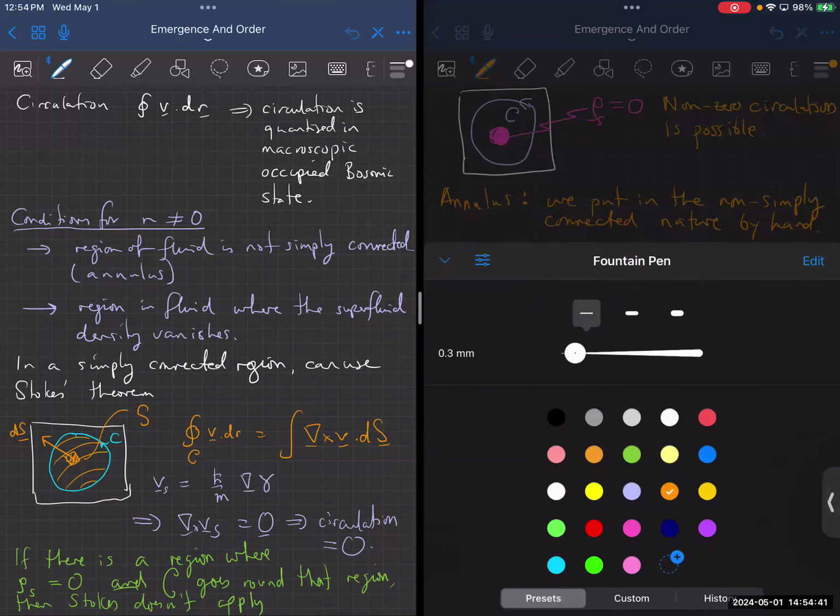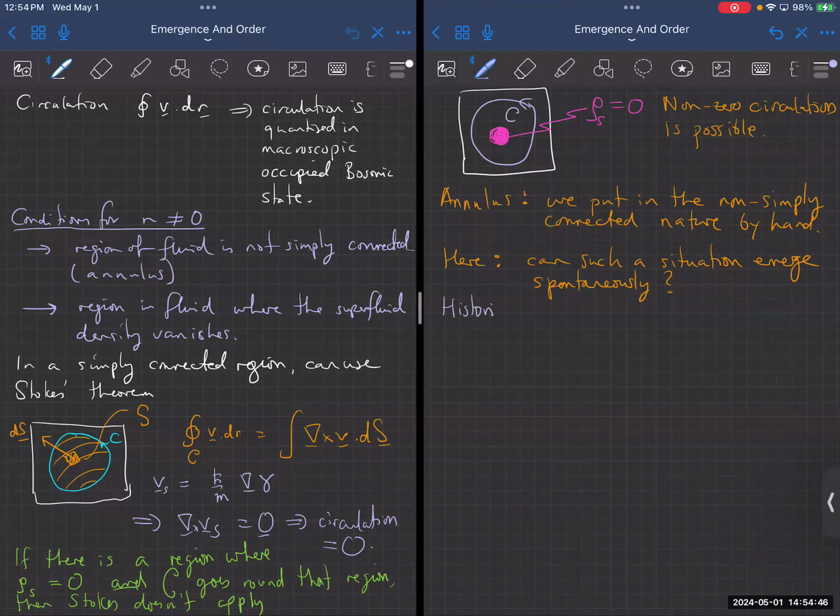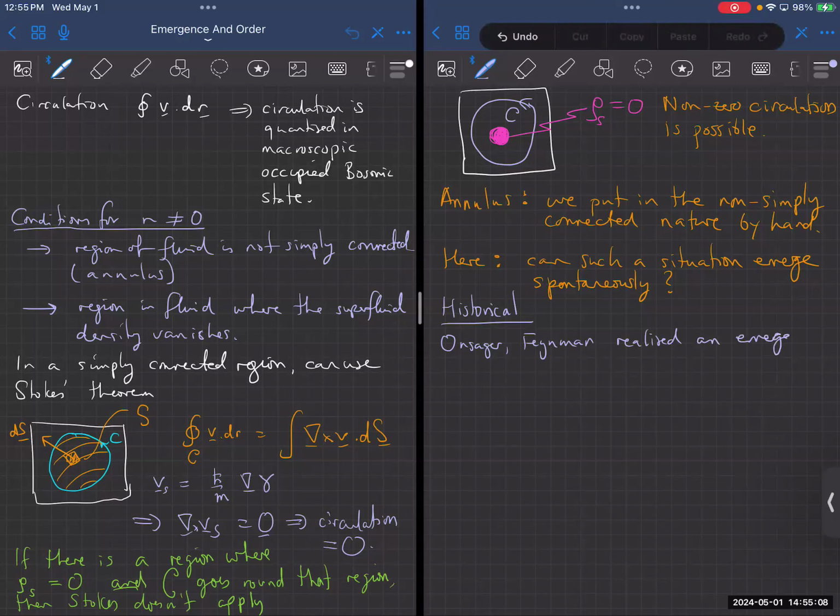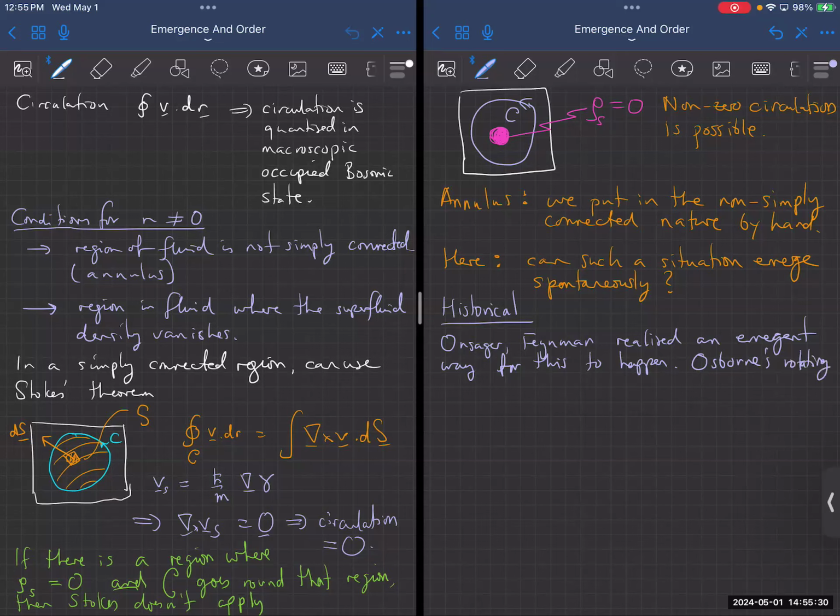So I'm going to now tell you the answer to this. So the historical reason for this is Onsager and also Feynman realized an emergent wave for this to happen. And it comes from an experiment, which is Osborne's rotating bucket experiment. Okay, so let's have this experiment and let's see that there's a paradox here.